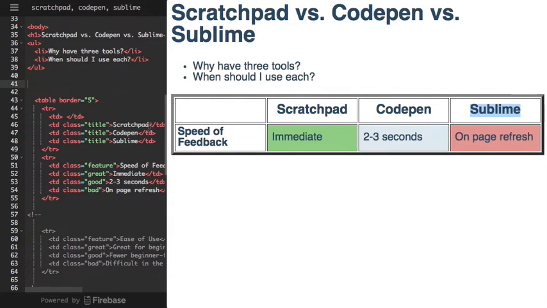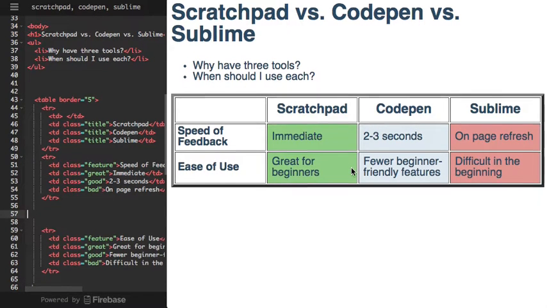One thing that I mean is Scratchpad has a very immediate speed of feedback. If I were to modify some of this text, you can immediately see the HTML getting rendered as an actual web page. CodePen takes a few seconds, and with Sublime, you'll actually have to refresh the page manually to see the effects of your changes.